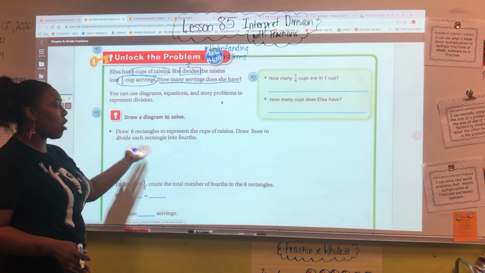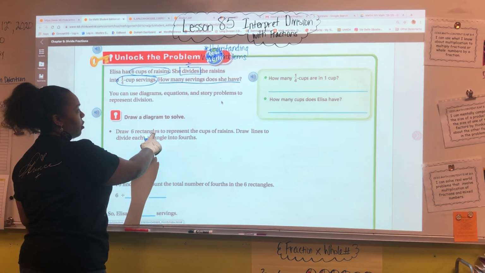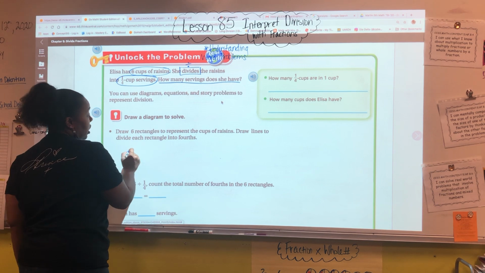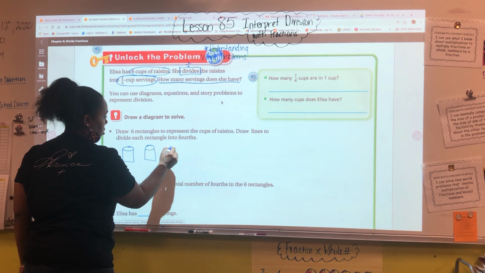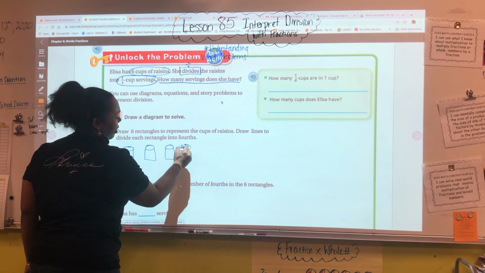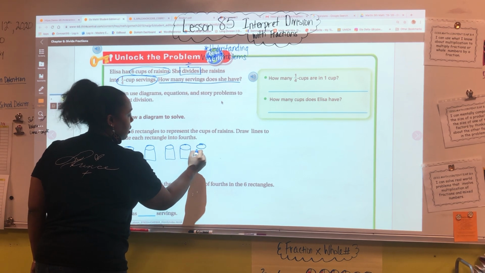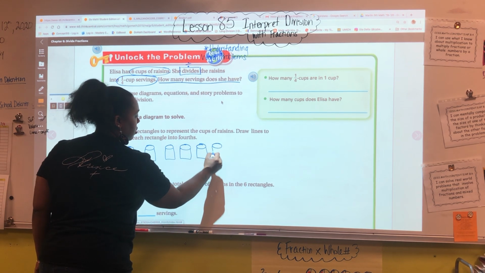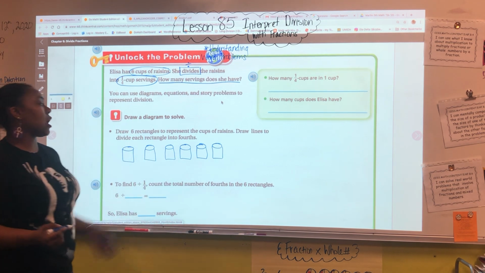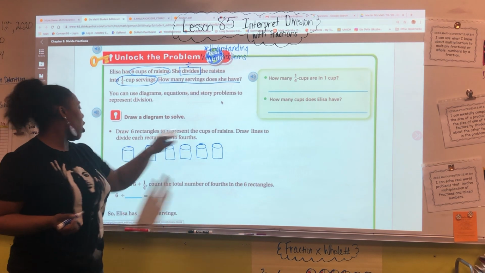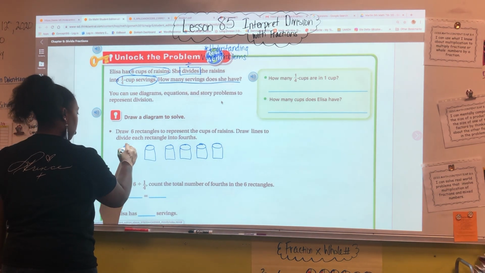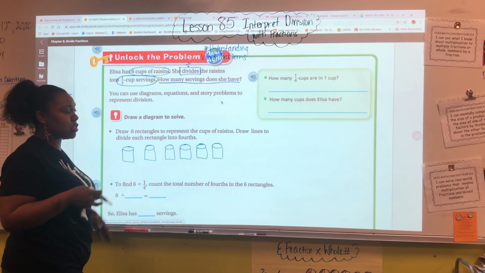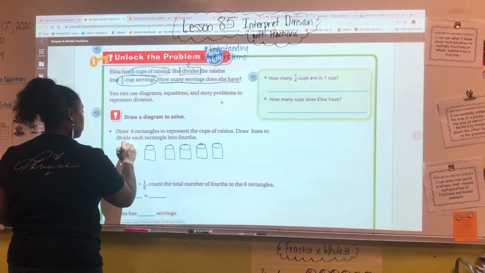So here they're talking about drawing a diagram. Well, 6 rectangles, right, to be cups of raisins. You can even make them look like cups if you want. My cups are not the best, but we'll work with what we got. There's my 6 cups of raisins. And then it says draw lines to divide each of them into fourths. All right. So the easiest way I know is to crisscross them. So that's what I'm going to do.